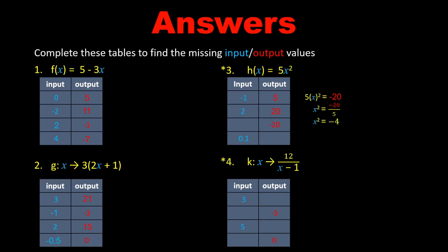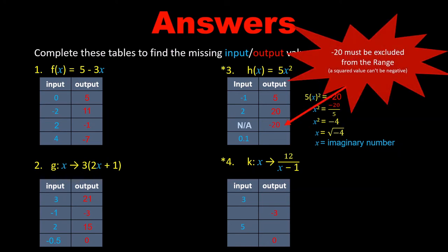To get the x on its own, the opposite of squaring is square rooting. So x is equal to the square root of negative 4. If you try that on your calculator, you'll see that you get an error because this is not a real number. You can't square root a negative value. So there's no way I inputted a real number into function h and got an answer of negative 20. Therefore, we must exclude negative 20 from the range of h, because you could never square a number and then multiply it by 5 and expect your answer to be negative. All square numbers are positive.